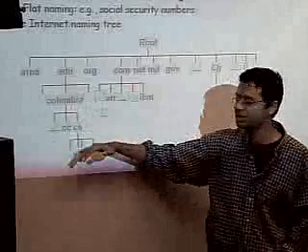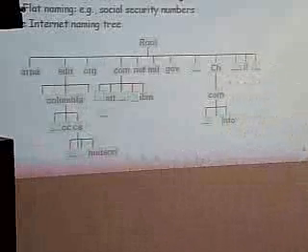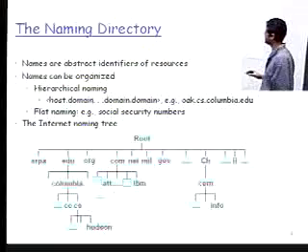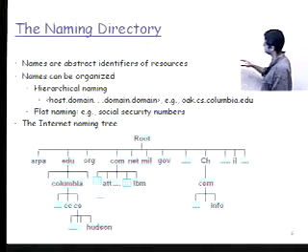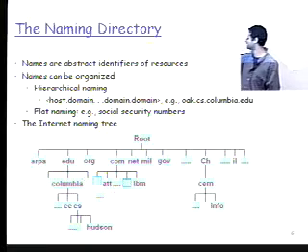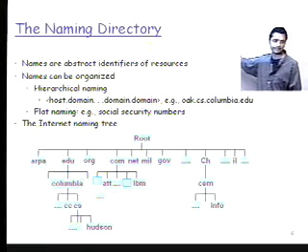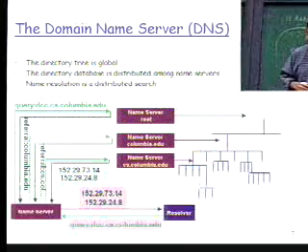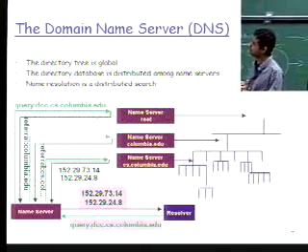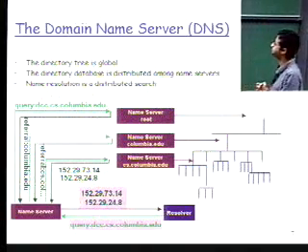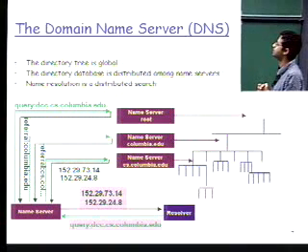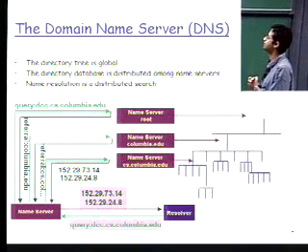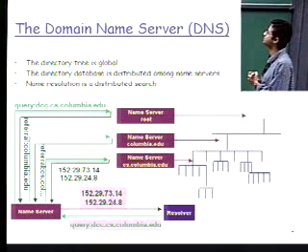Below this, you get down to individual nodes or individual machines. So what you are really trying to resolve is the name of a particular node at this level of the tree. So this tells you how the domain name server, the DNS system, works.